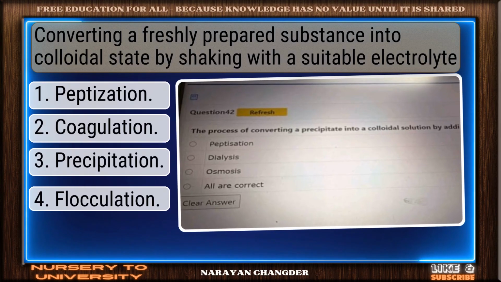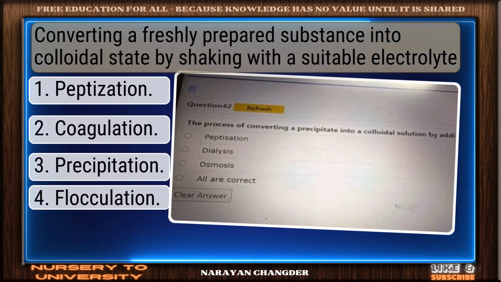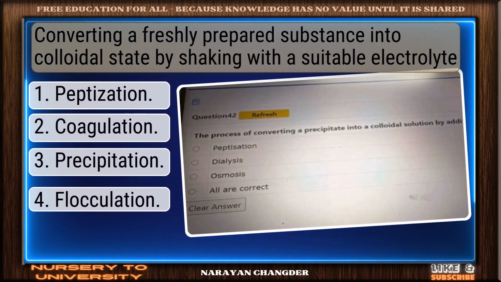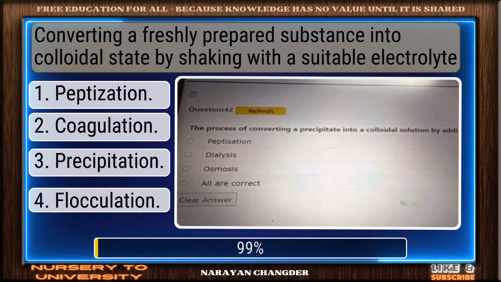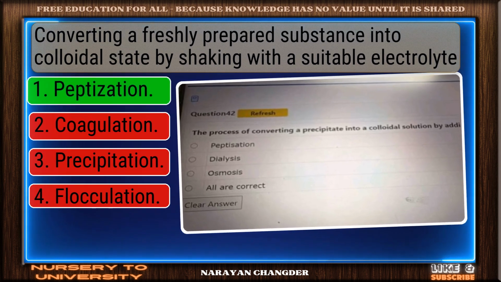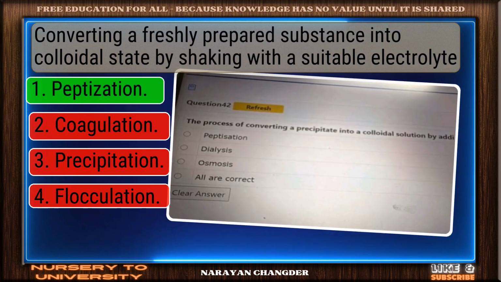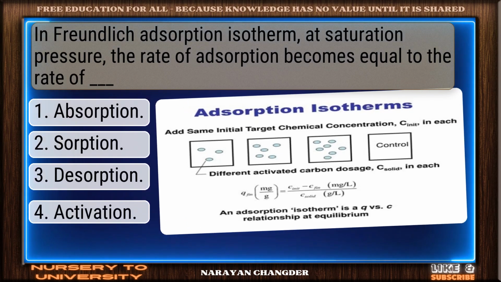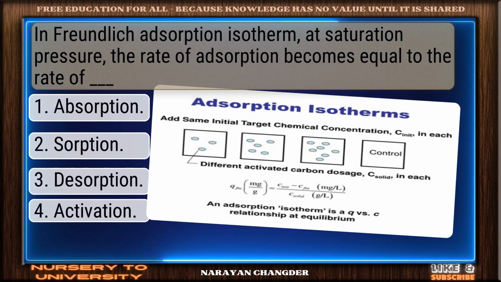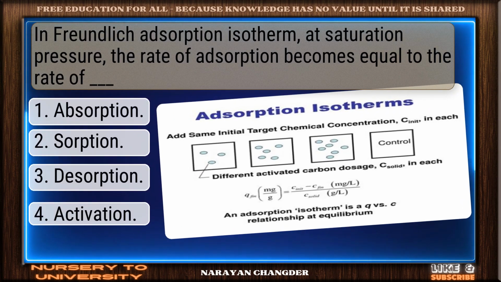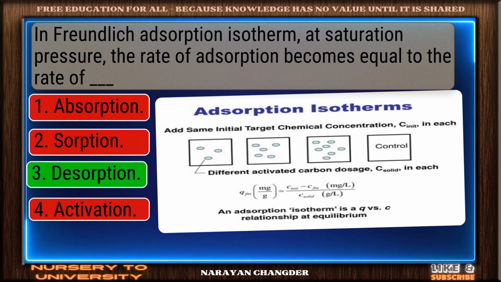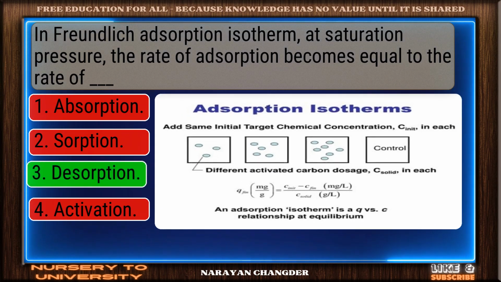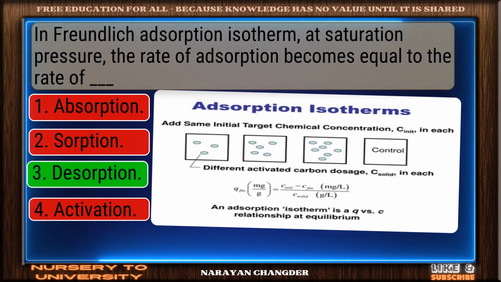Converting a freshly prepared precipitate into colloidal state by shaking with a suitable electrolyte. Great thinking. Peptization is the right choice. In Freundlich adsorption isotherm, at saturation pressure, the rate of adsorption becomes equal to the rate of dash. Well picked. Desorption is the correct answer.